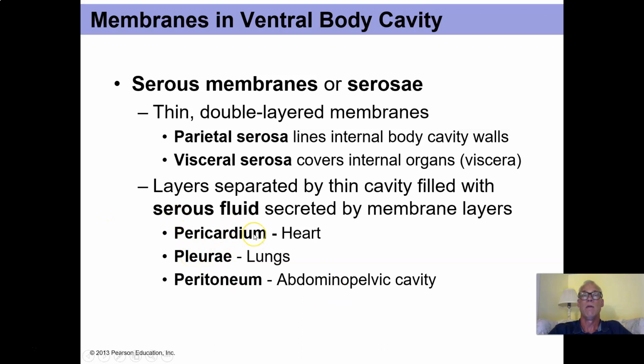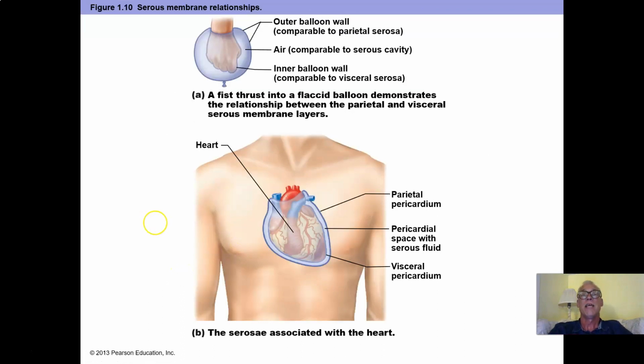The pericardium lines the pericardial cavity and the heart. So we have this double-layered lining of the heart. The peritoneum lines all the organs in your abdominal cavity and also the walls of the abdominal cavity. So let's see how they're situated.